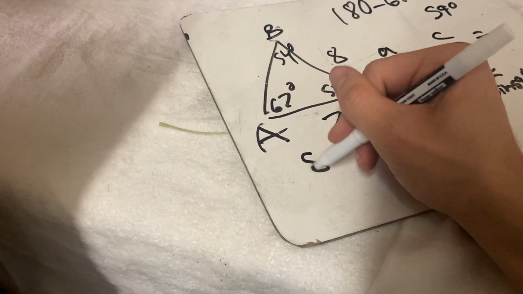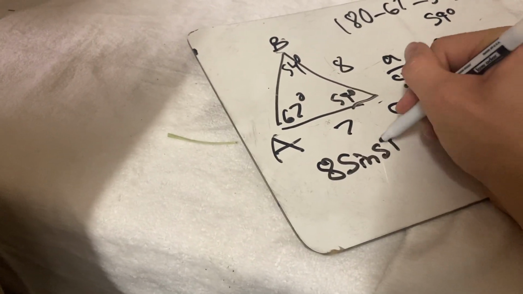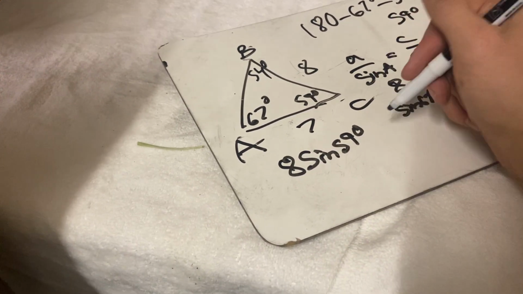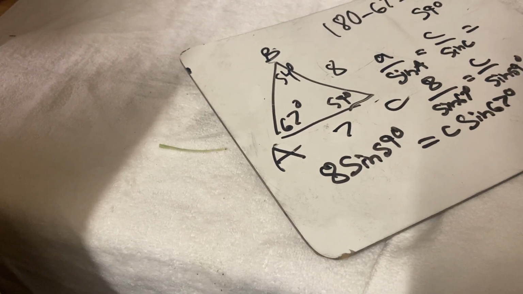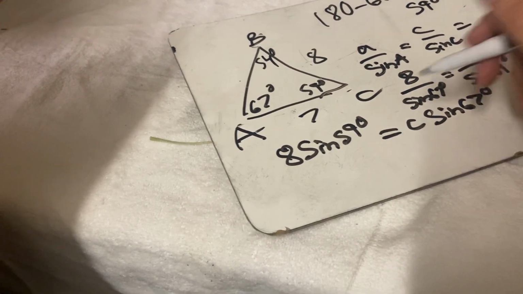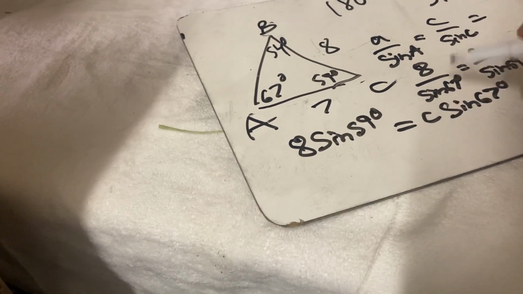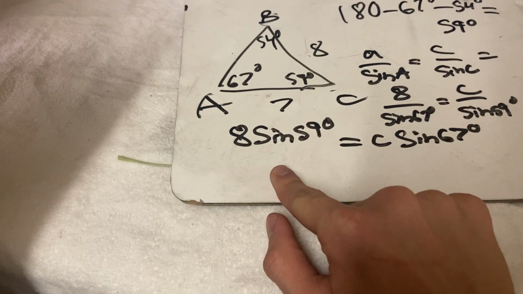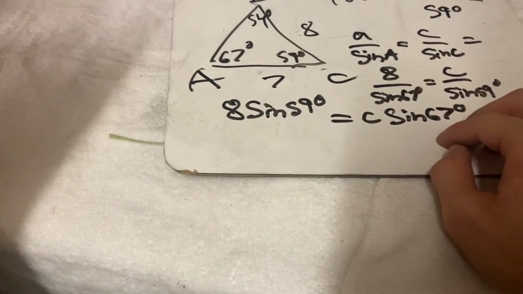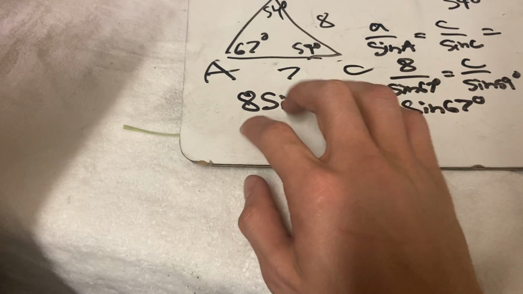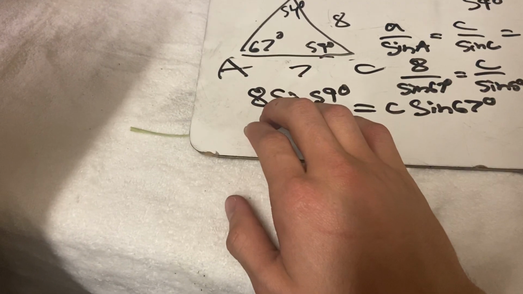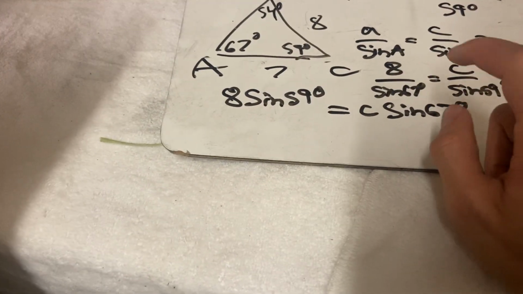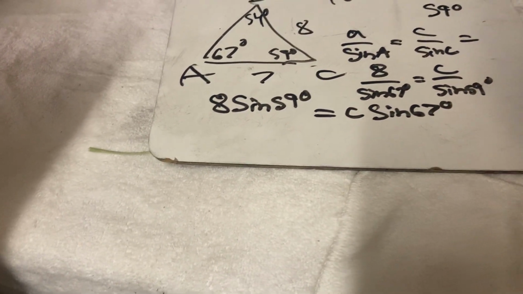8 sine 59 degrees would equal C sine 67. In order to divide both sides by sine 67, you can do that right now. You could figure this out first and then have your number and divide it, or you can just have this full function right here and divide by that. It would work either way.